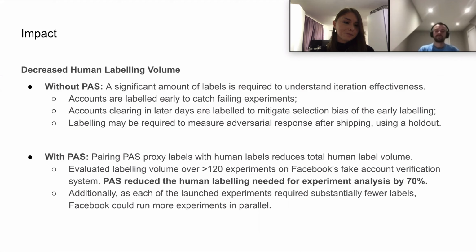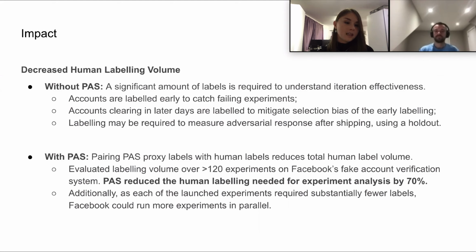Pairing the PASS model-produced proxy labels with just one set of validation human labels per experiment, for only those experiments we believe are successful, reduces total human labeling volume. This method saves early-stage labels on all experiments, and it saves all labels required in clearly negative experiments, as PASS proxy labels give this information.